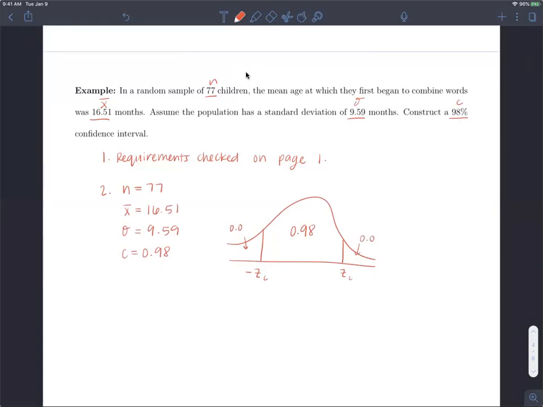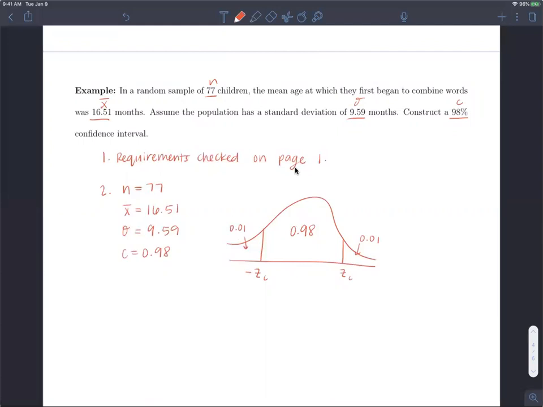So what is this one going to be? If I have 0.02 left, then what is going to be on either side? You're going to have 0.02 over 2, or 0.01 on either side. And that's why you have to pay very close attention to what's here, because it's going to change what goes on the outsides here.